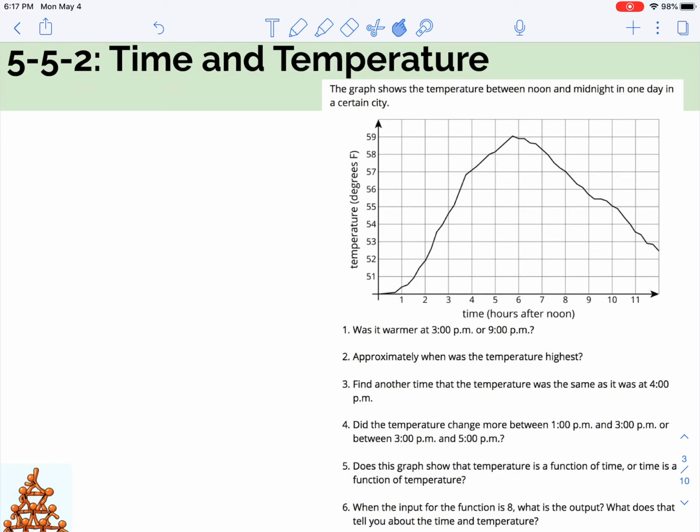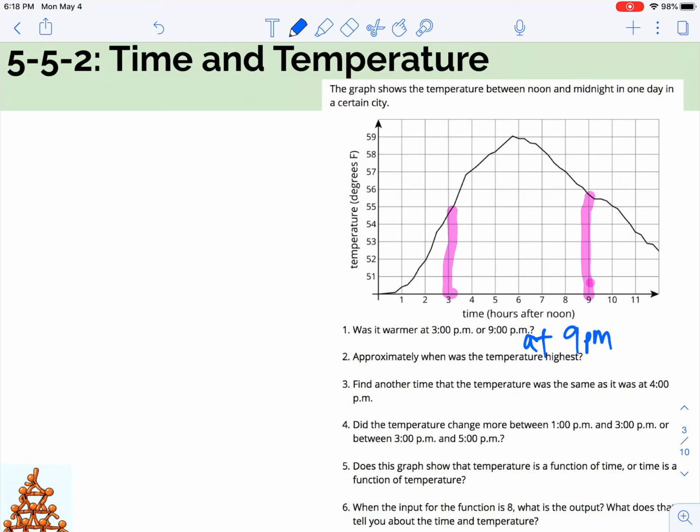Okay, activity 2. The graph shows the temperature between noon and midnight in one day in a certain city. Was it warmer at 3 p.m. or 9 p.m.? So all these questions are just going to require you to read the graph. So if I look at 3 p.m. and I follow it up like this, I get about 54.5 degrees. If I look at 9 p.m., I follow it up, I get a little bit more. So then you would go and you would say at 9 p.m.